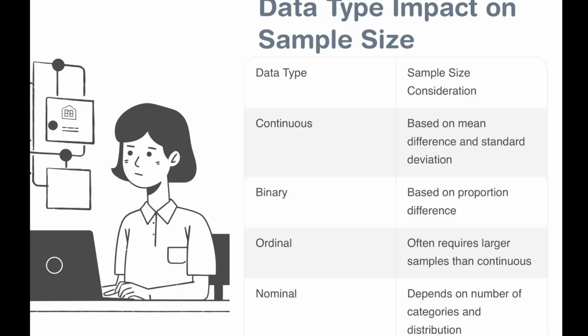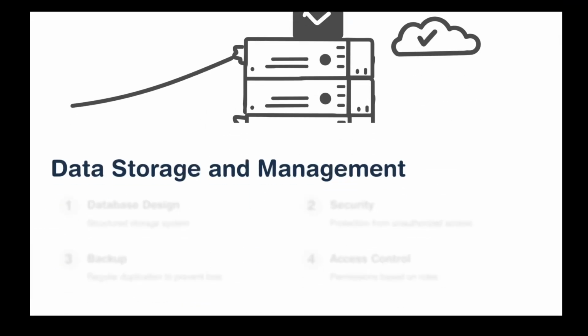For sample size consideration, continuous data is based on mean difference and standard deviation. Binary data is based on proportion difference. Ordinal data often requires larger samples than continuous. Nominal data depends on the number of categories and distribution. So the various data types have different impacts on the sample size, depending on the categories, distribution, and other things.